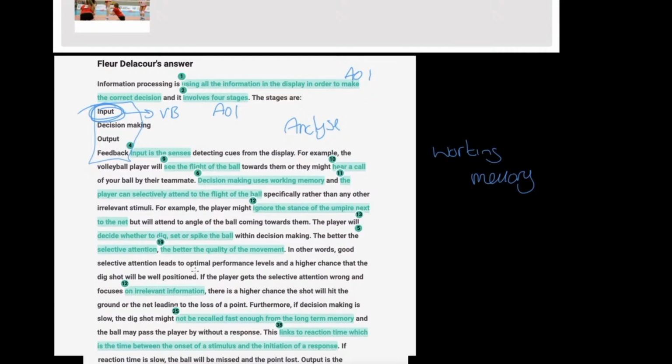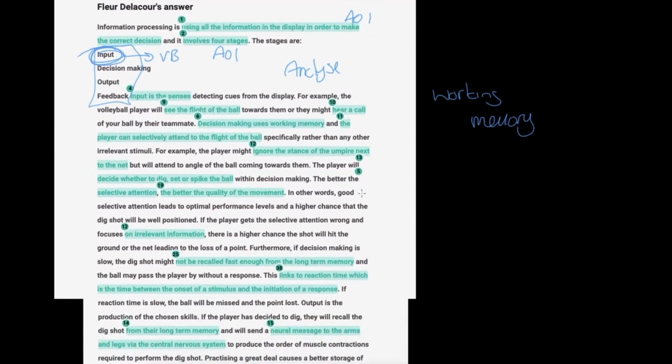In other words, good selective attention leads to optimal performance levels and a higher chance that the dig shot will be well positioned. If the player gets the selective attention wrong or focuses on the irrelevant information, there's a higher chance the shot will hit the ground or the net, leading to the loss of a point. So I'm saying here specifically, and of course the selective attention is between the input and the decision making, now linking this to volleyball, clearly talking about volleyball throughout this. Anyway, we'll go further.